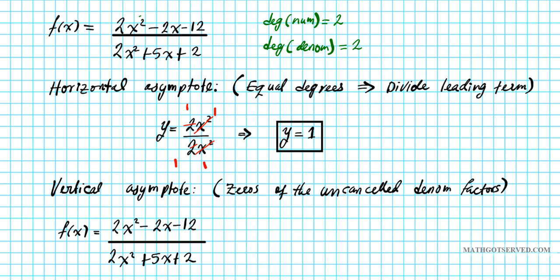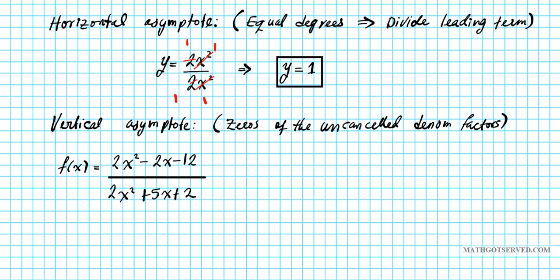Okay, so let's start with the numerator. We're going to factor the numerator. So your numerator function is 2x squared minus 2x minus 12. Anytime you're trying to factor a polynomial, first thing to ask yourself is, is there a greatest common factor? In this case, there clearly is. 2 is the greatest common factor here, so you factor out 2. Divide everything by 2, you're left with x squared minus x minus 6.